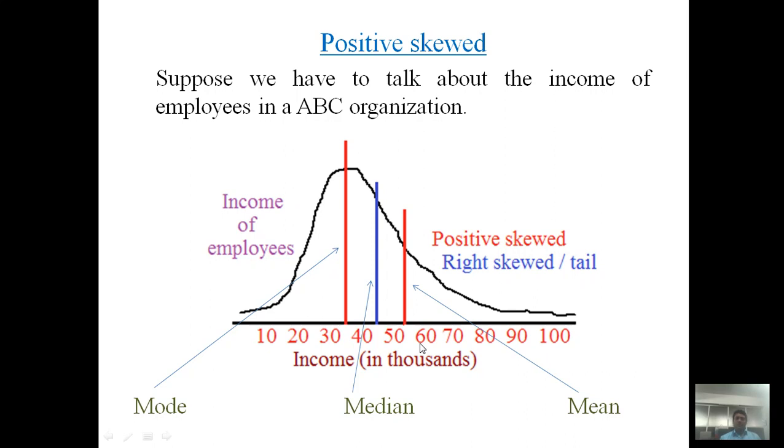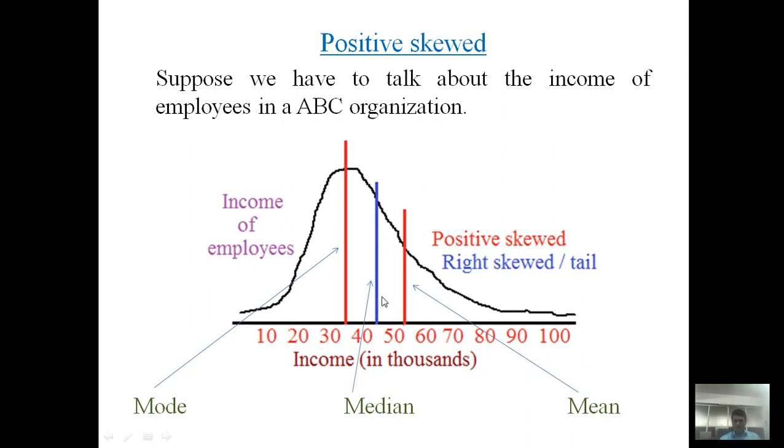Now we have to identify the measure of central tendency when our distribution has positive skewness. The distribution takes the peak value at this point. That's why this point is known as the mode.